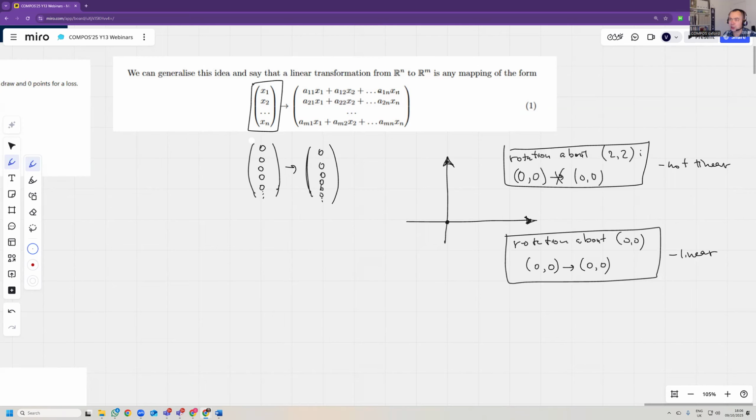Okay, that's not the definition of linear. It's not that if 0, 0 is turned to 0, 0, it's a linear transformation. No. It's a linear transformation if it can be written like this.